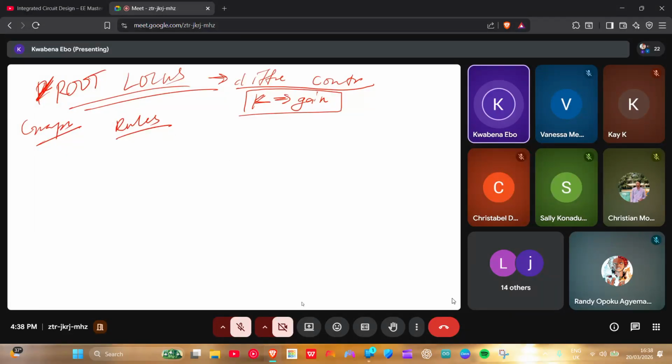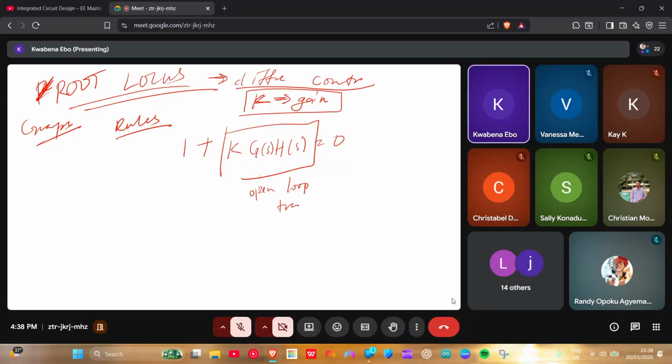Okay, so then we have 1 plus KG(s)H(s) equals 0, and this is our open loop transfer function. K is just a constant. Normally, we would have taken an open loop transfer function as G(s), but here they say take it as the whole of G(s)H(s).